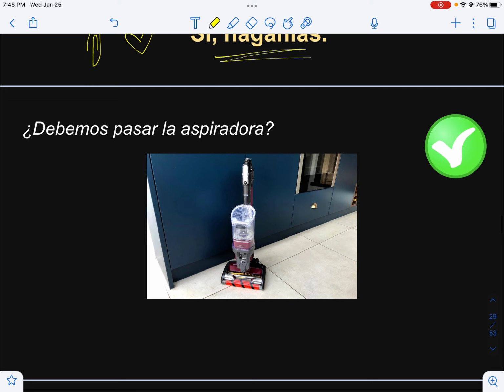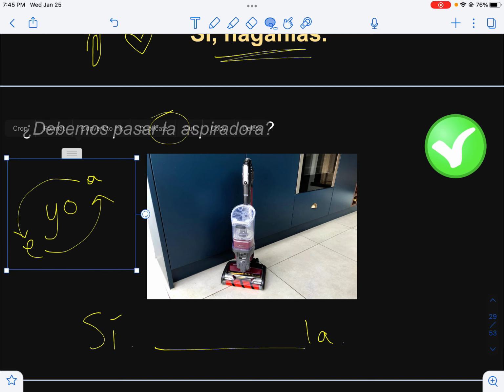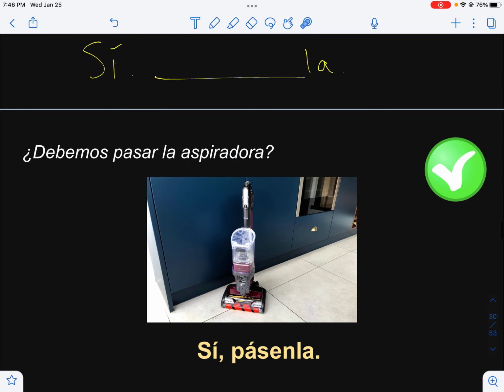Anyway, moving on. ¿Debemos pasar la aspiradora? Sí. Verbo, pronombre, la. Sí, la. So we start with our verb. Paso, a to a. Sí, pásenla.